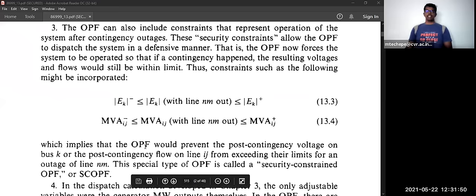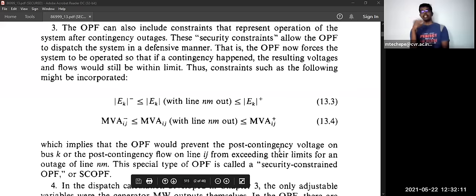the post contingency voltage on the bus K or the post contingency flow in the line IJ exceeding the limit for the outage of the line N. So that's what I said, which implies the OPF that would prevent the post contingency.